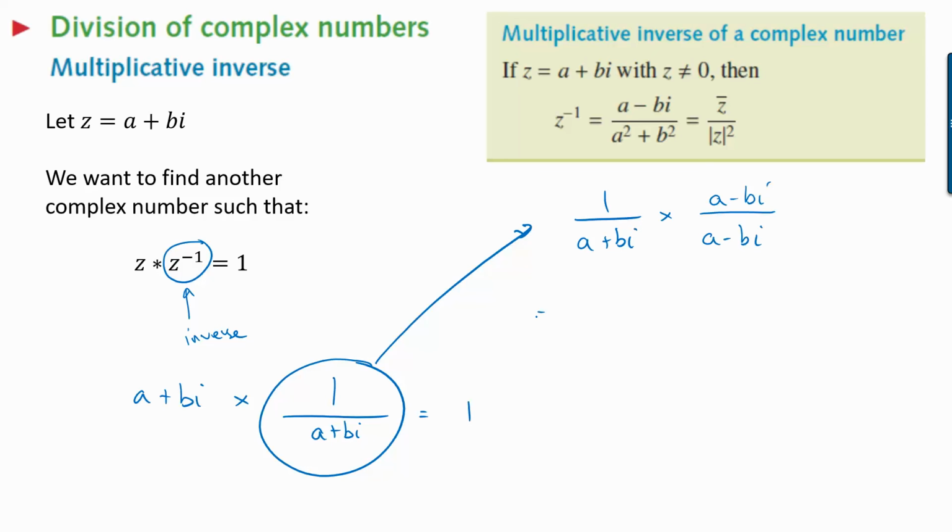If you work this out, in the numerator you have a minus bi, which makes sense. A minus bi times 1. In your denominator, this is the difference of perfect squares. This is z times its conjugate, which we knew the answer to before, was a squared plus b squared. And that's what they're saying here.